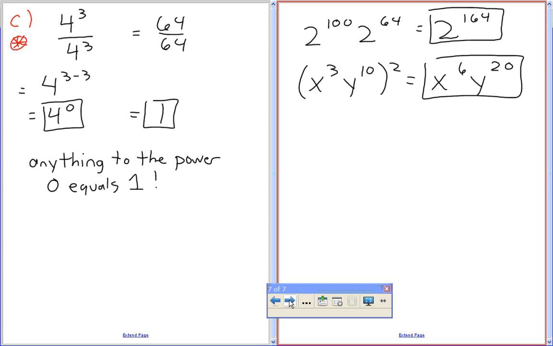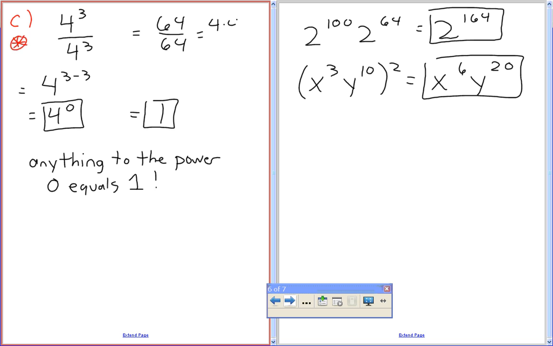Okay, the reason I did that is because the other way I could have shown this is just 4 times 4 times 4, all over 4 times 4 times 4, which everything crosses out and you're left with 1. So that's the other way I could have shown it.